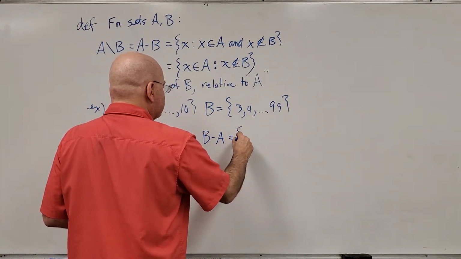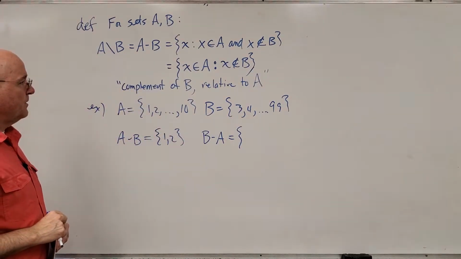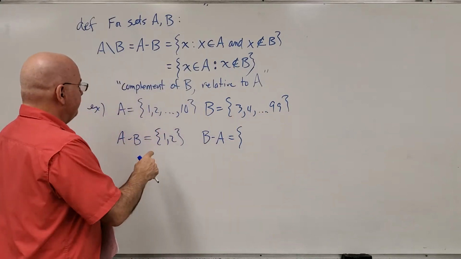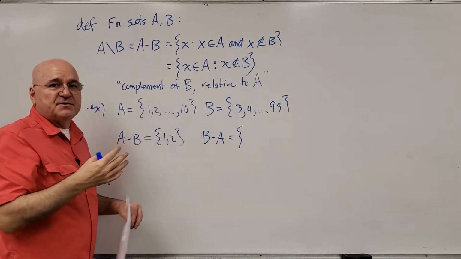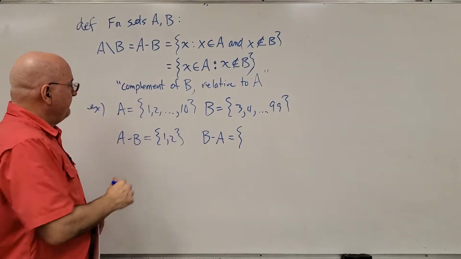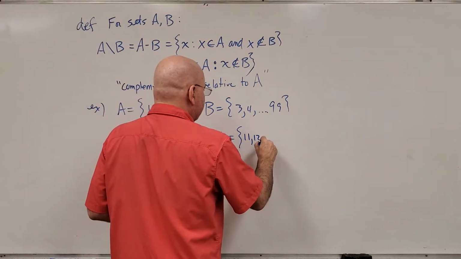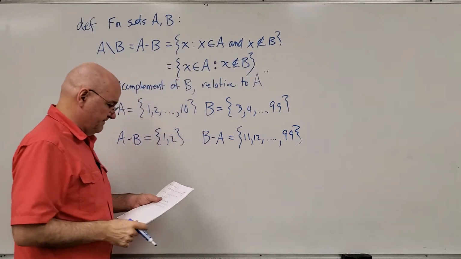And let's do B minus A. B has a lot more elements in it. We're going to start with 3 through 99, and we're going to remove 1 through 10 from that. Well, notice 1 and 2 are not in that set, so you don't do anything with those. But we are going to remove 3 through 10, so it's going to start 11, 12, up to 99, like so.